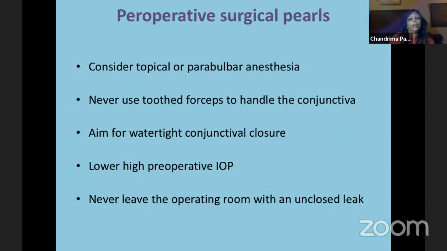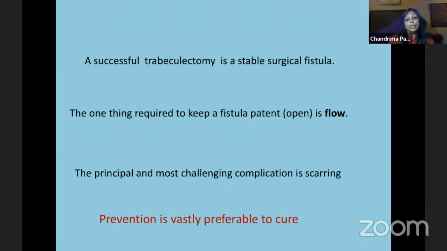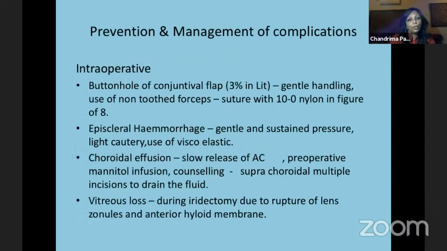So peroperative surgical pearls are considered topical or bulbar anesthesia. Never use tooth forceps to handle the conjunctiva. Aim for watertight conjunctival closure. Lower high preoperative IOP. I always use mannitol 100 ml before surgery, and never leave the operating room with an unclosed leak. So a successful trabeculectomy is a stable surgical fistula. The one thing required to keep a fistula patent is flow, the principal, and most challenging complication is scarring, and prevention is always vastly preferable to cure.